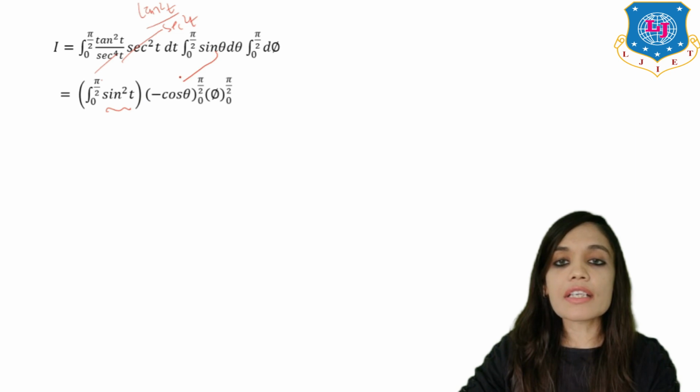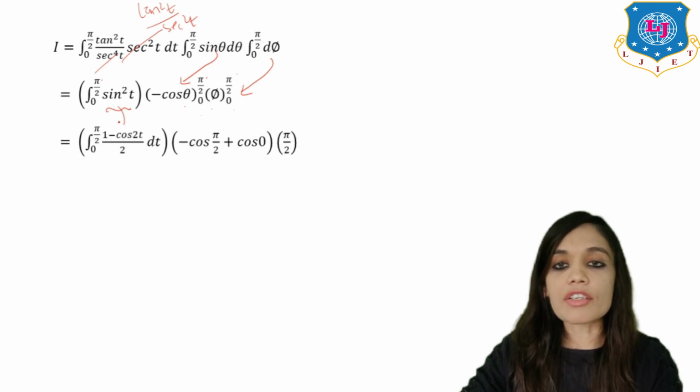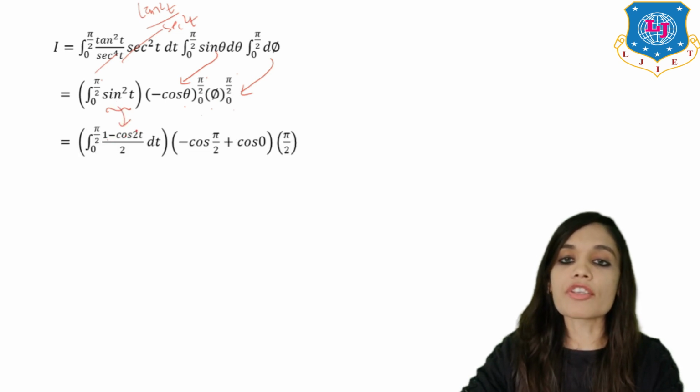On integrating the phi term, we will get phi, and the limits are 0 to pi by 2. Integrating the theta term gives minus cos theta, and the limits are 0 to pi by 2. Now we will replace sine square t by 1 minus cos 2t upon 2. Now put the limits over here. So you will get minus cos pi by 2 plus cos 0. And if you put the limits in the phi term too, you will get pi by 2.